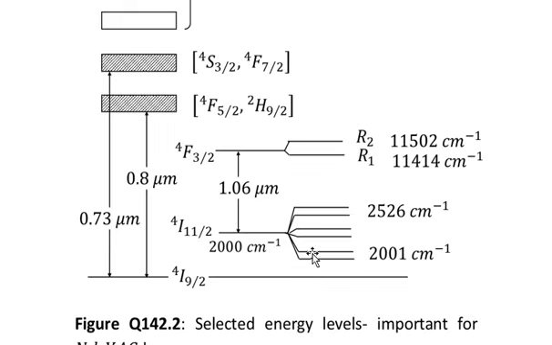So you see that this level, which is 4I11.2, is split into six levels in the presence of the electric field, or due to the Stark effect. Similarly, this 4F3.5 level will be split into two levels under the application of the electric field.